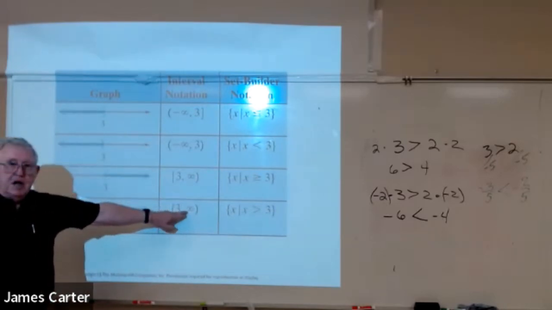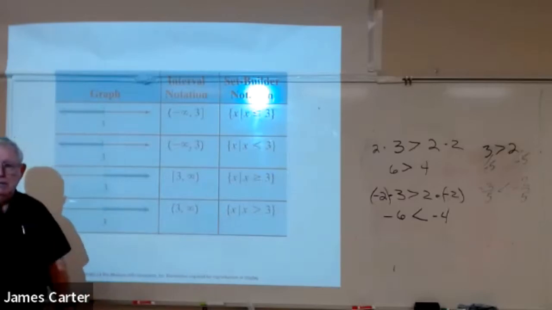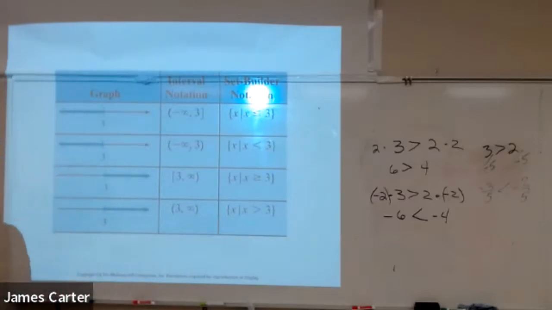This is going to be our standard answer format. Okay, back and forth. So is the inclusive the closed circle?